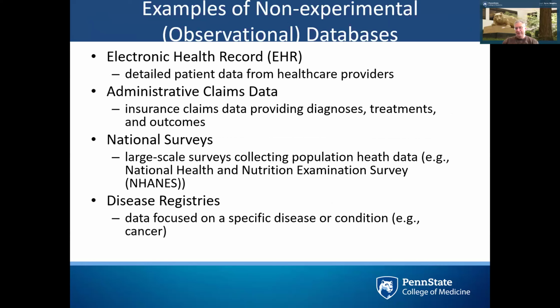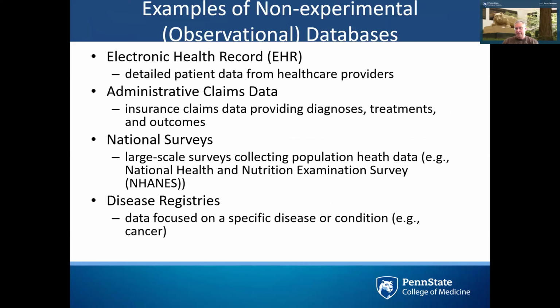And just to give you an idea, there are lots of ways to get information for observational studies, but here's just some databases. In the health field, you can look at the electronic health record, EHR. So that's detailed patient information at healthcare providers. Claims data. So insurance claim data providing diagnosis, treatments, and outcomes.